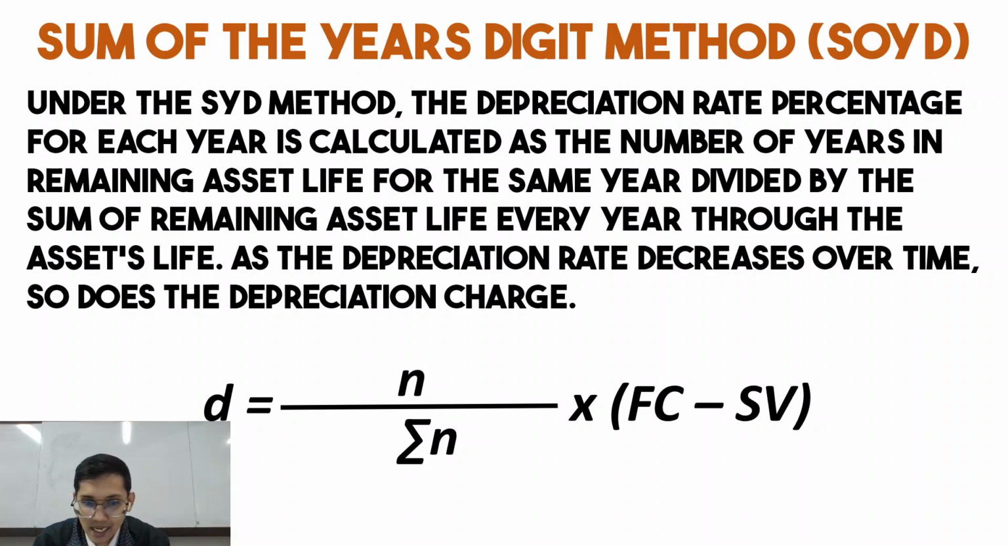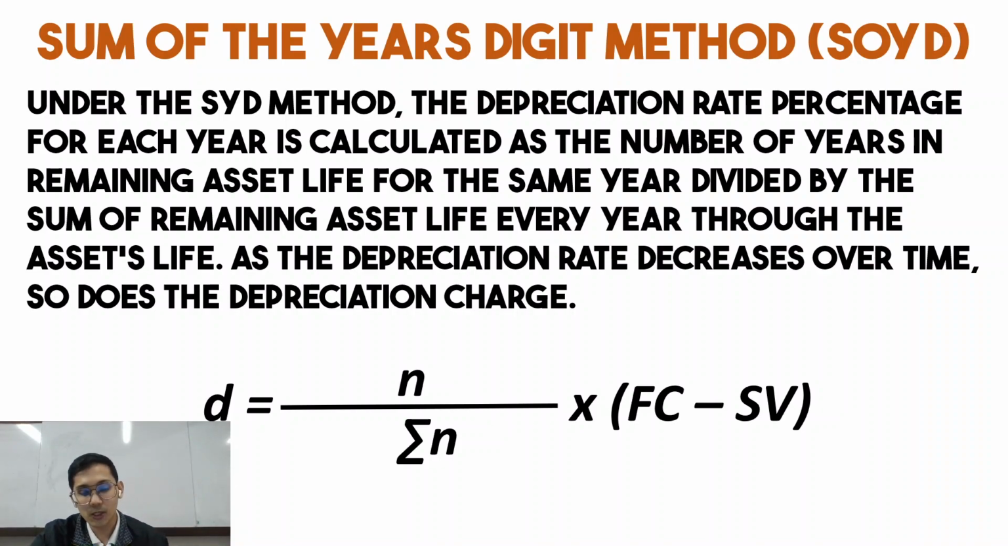Kung alam niyo sa EDA, you know the summation. So, pag sinabi nating formula kasi nito is D is equal to N over summation of N. Pag sinabi natin summation, ito yung sum, di ba? Sum ng years natin, multiplied by FC, which is our first cost, subtracted by SB, which is our salvage cost. Mahaba to solve kasi kailangan natin siya isa-isahin every year. Sana wag kayong malito.